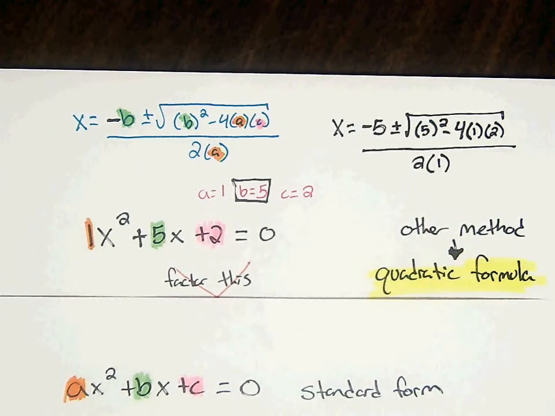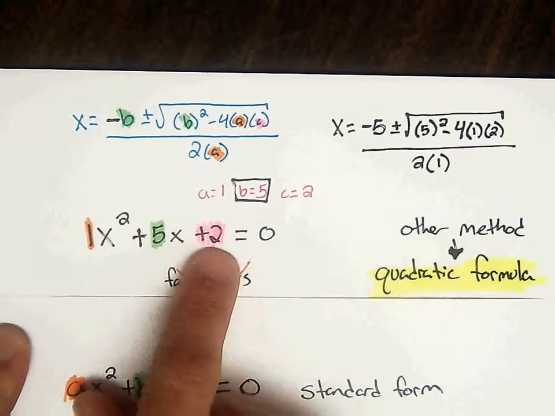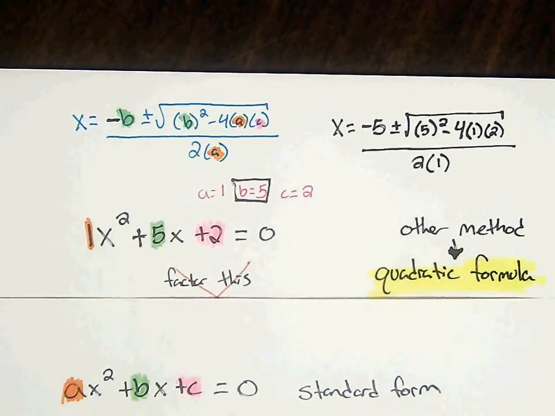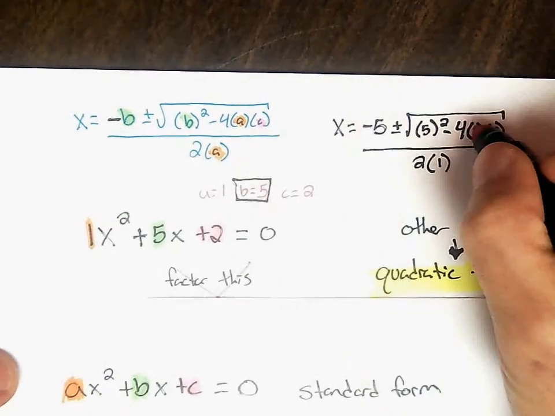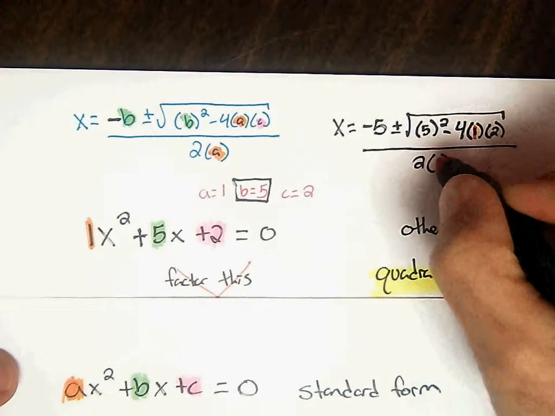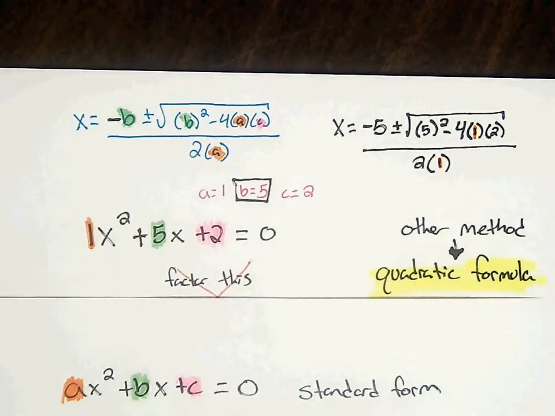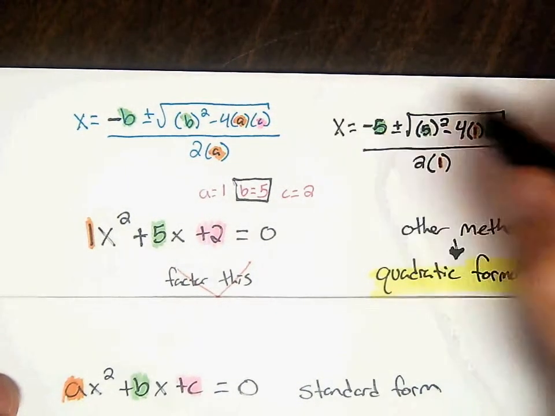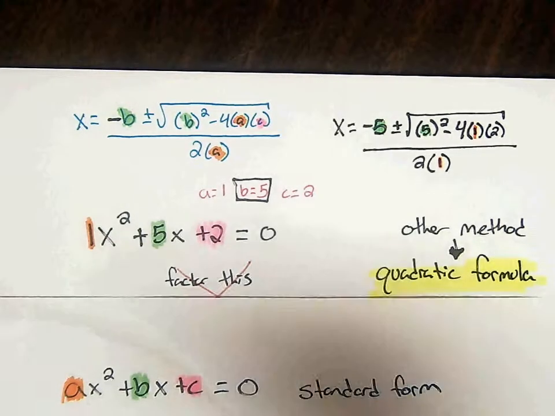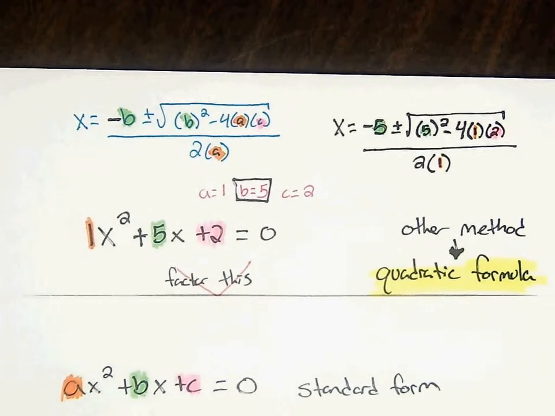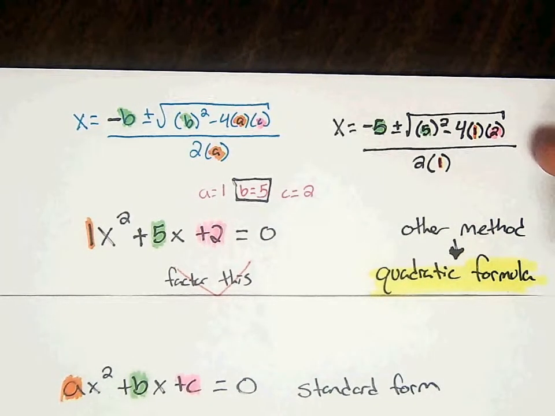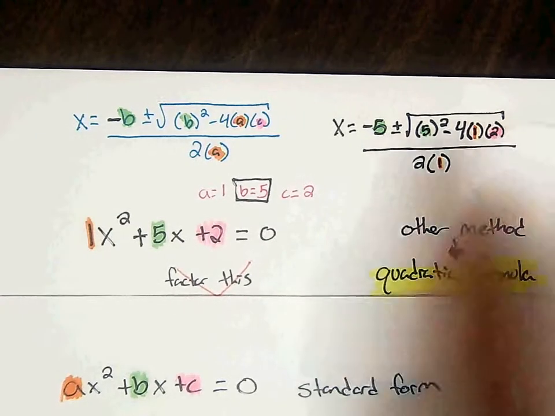All we are doing is taking our a, b, and c values we found in our equation and plugging them into our quadratic formula. I'm going to continue to highlight because I think highlighting helps. So our a was 1, so that went here and here. Our b was 5, so that went here and here. And our c was 2, and that went here. So now that you plug things into the quadratic formula, now we have to solve.